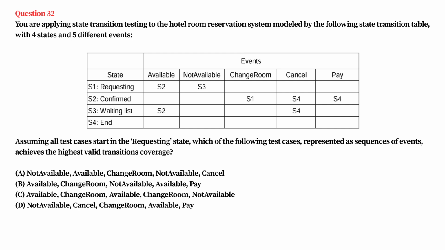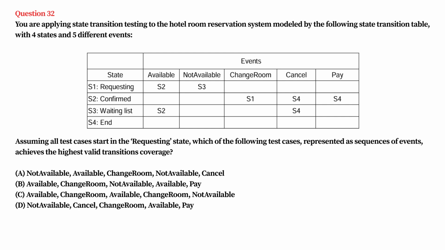Answer A is not correct. This sequence of 5 events covers 4 different valid transitions. Both not available events correspond to the same transition between S1 and S3. This test case covers 4 out of 7 valid transitions.